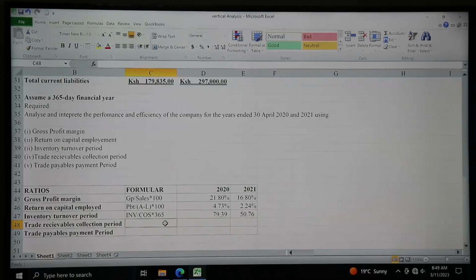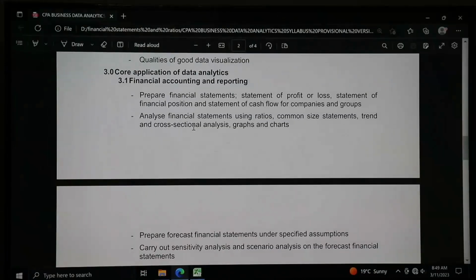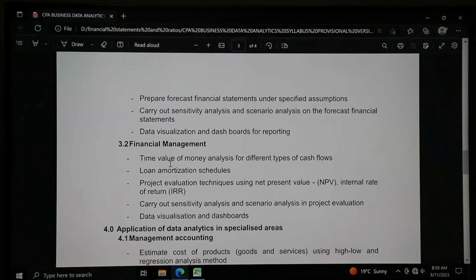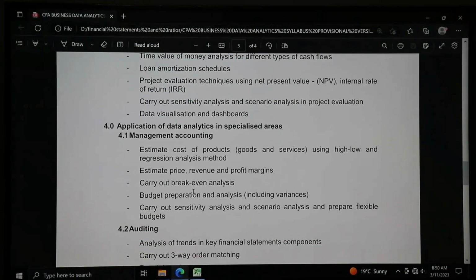Then the next thing, remember that you need to remind yourself of this concept, common size. When you are computing these, you don't know where the examiner will pick the question from. They tend to pick the question from any point. So the only thing I'm really guaranteeing is that you need to check the previous two papers, the pilot paper and the last paper. They have really concentrated much on financial management, about the NPV, IRR. They did a bit of the cash flows.